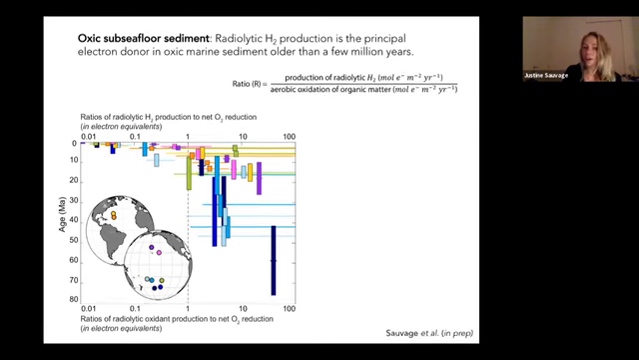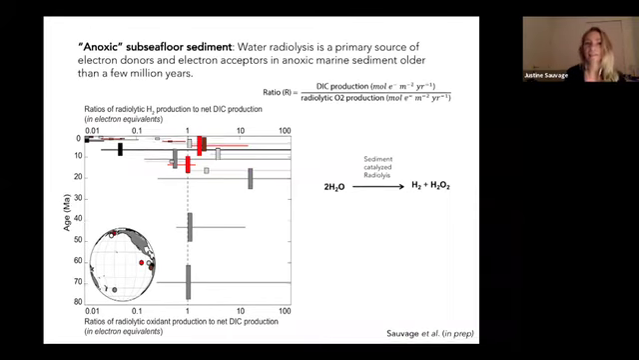Now, if you look at the other side of the spectrum, the anoxic sediments, where there is a lot of organic matter but not a lot of oxidants to oxidize it, those are the zones where radiolytic oxidants will be relevant. Here we did a very similar analysis, looking at how much dissolved inorganic carbon is being produced. We used DIC production as a measure of organic matter respiration, and we compare it to how much radiolytic oxygen production is being consumed.